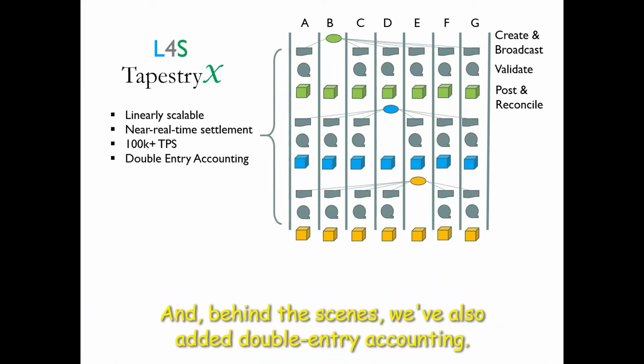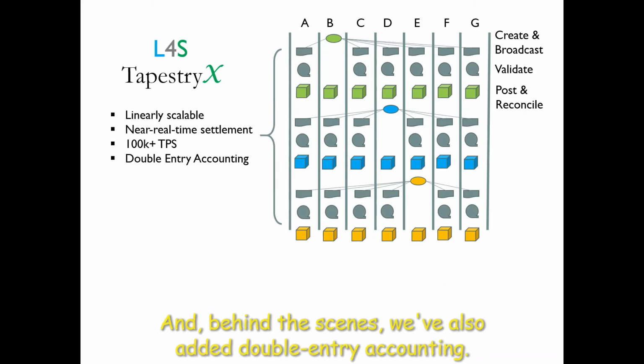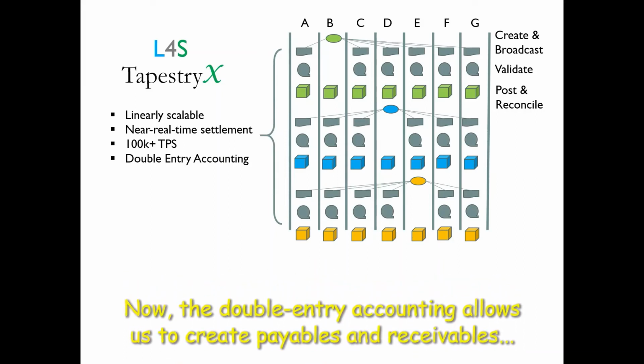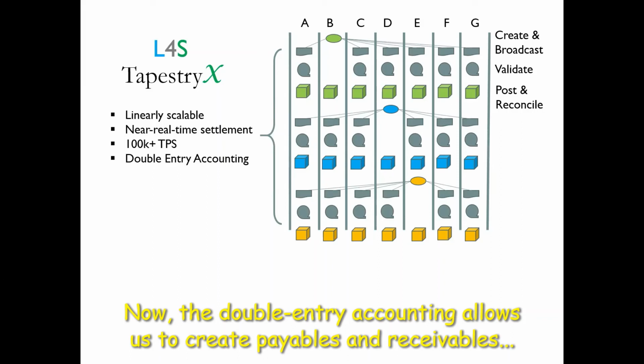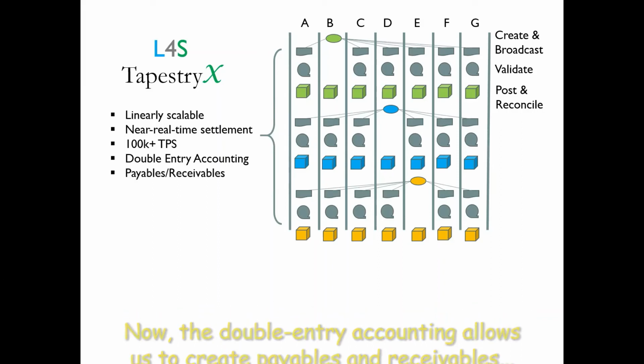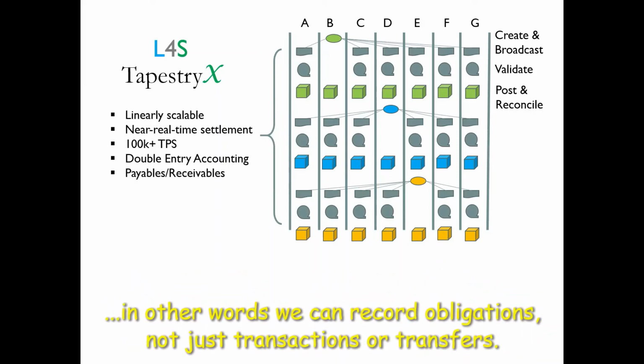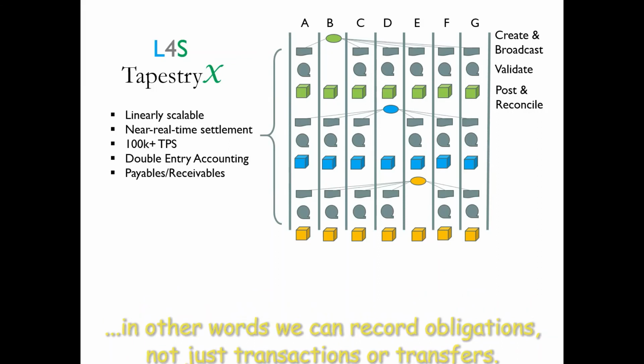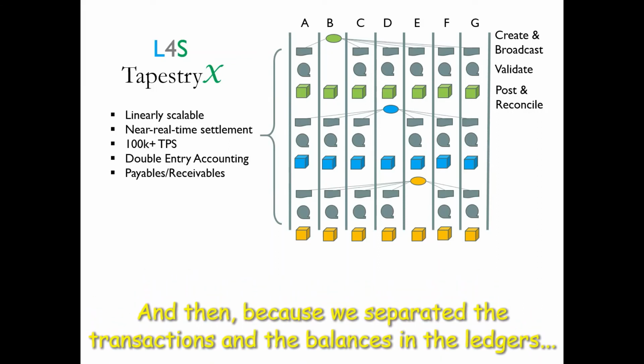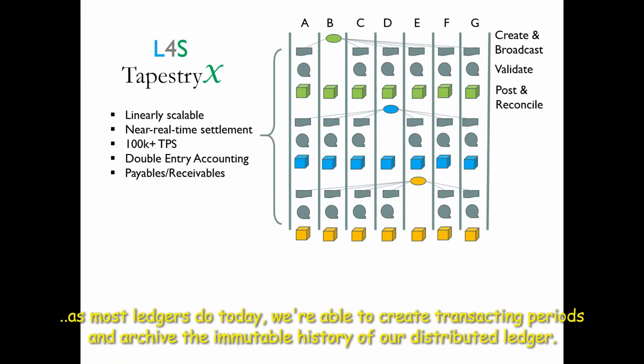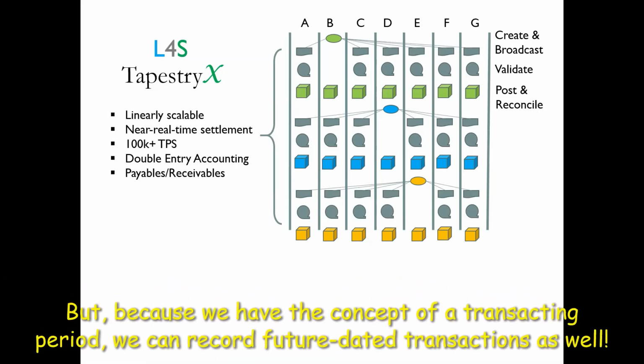And behind the scenes, we've also added double entry accounting. Now, the double entry accounting allows us to create payables and receivables. In other words, we can record obligations, not just transactions or transfers. And then, because we separated the transactions and the balances in the ledgers, as most ledgers do today, we're able to create transacting periods and archive the immutable history of our distributed ledger. But because we've got the concept of transacting periods, we can actually record future dated transactions as well.